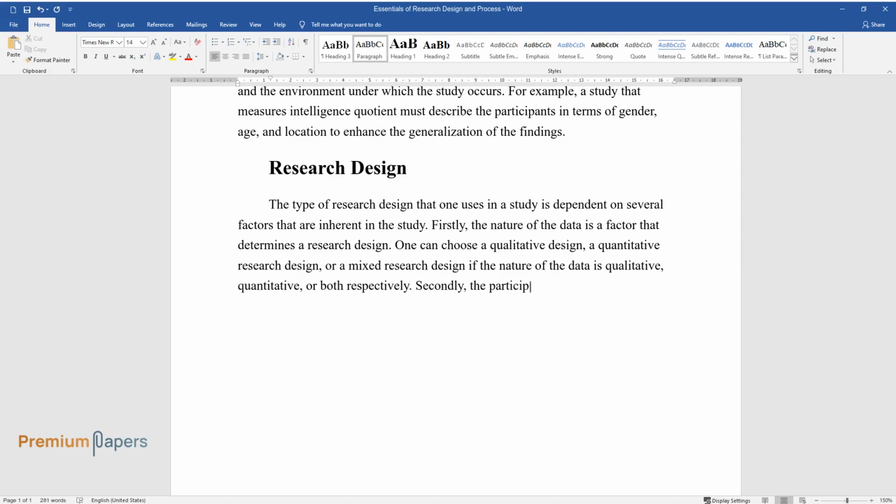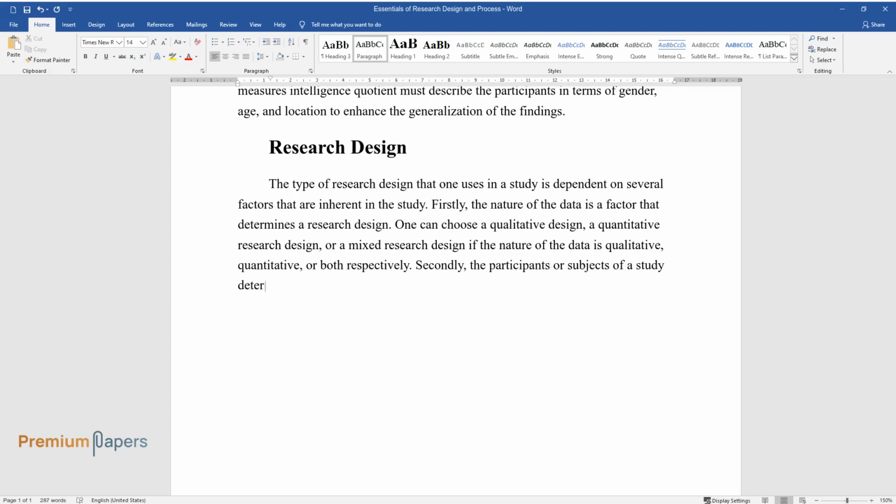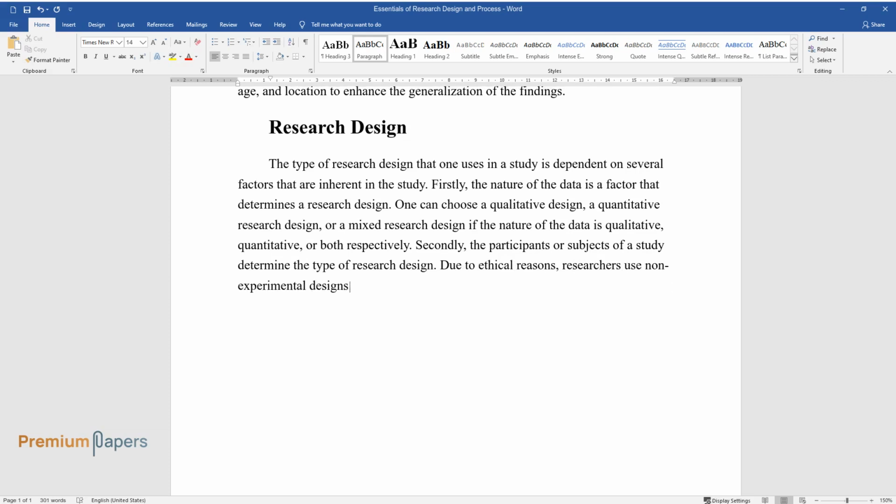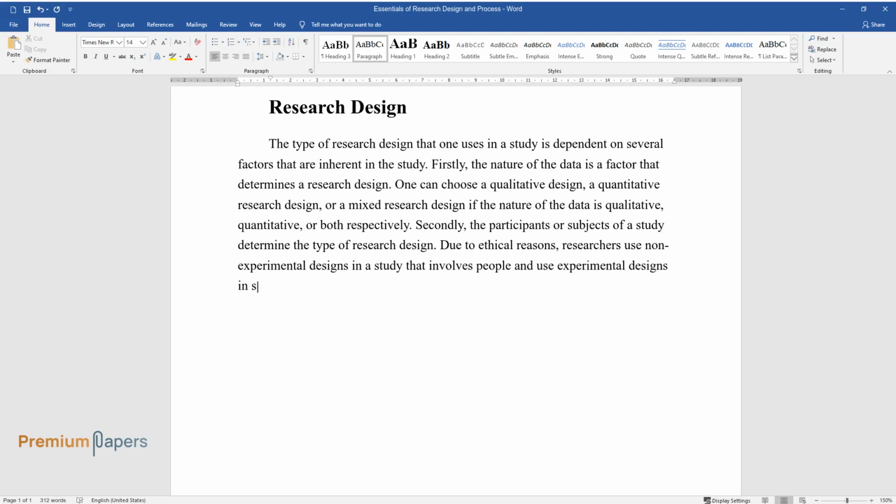Secondly, the participants or subjects of a study determine the type of research design. Due to ethical reasons, researchers use non-experimental designs in a study that involves people and use experimental designs in studies that involve objects and animals.